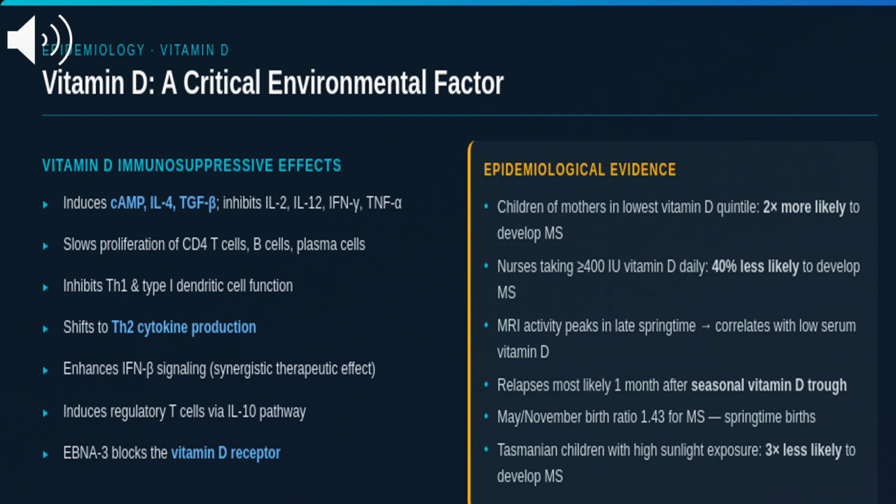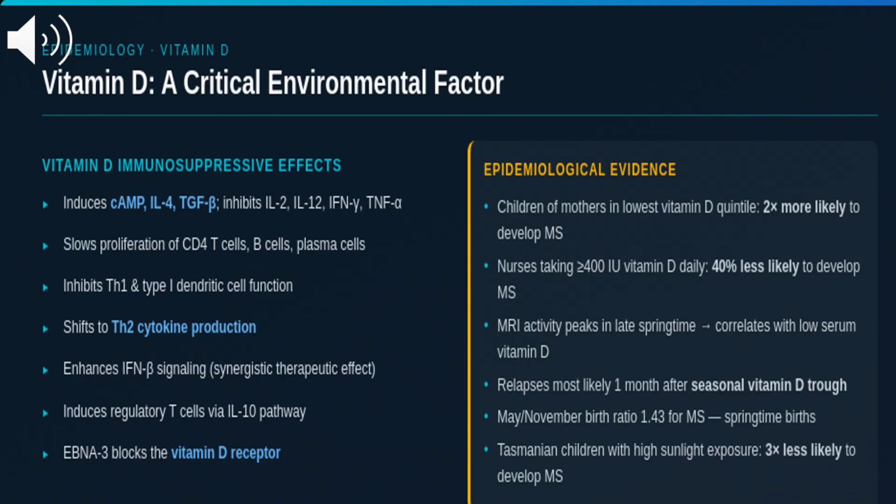Mechanistically, vitamin D is profoundly immunosuppressive. It induces CAMP, IL-4, and TGF-beta, all anti-inflammatory signals. It inhibits IL-2, IL-12, IFN-gamma, and TNF-alpha production. It slows proliferation of CD4 T cells, B cells, and plasma cells. It causes a shift toward Th2 cytokine production. And importantly for MS therapy, it enhances IFN-beta signaling, suggesting a synergistic effect when patients take vitamin D supplements alongside IFN-beta therapy. Vitamin D also induces regulatory T cells through an IL-10-dependent pathway.